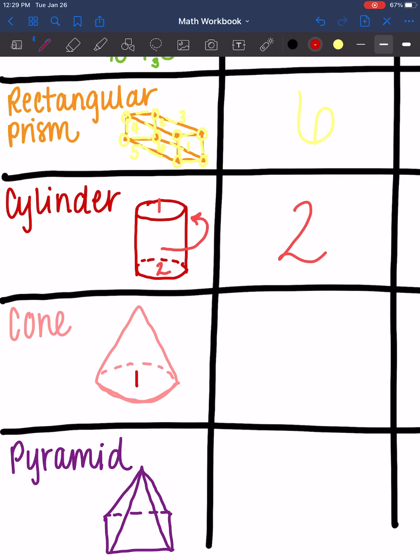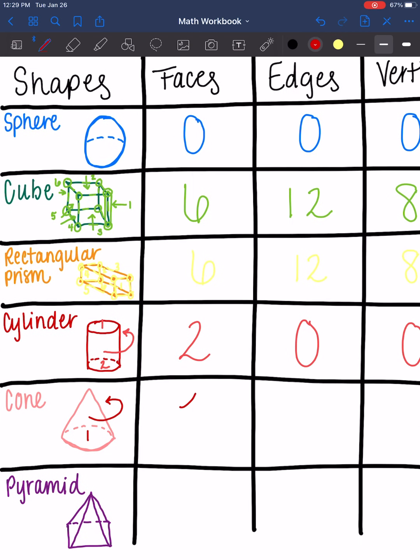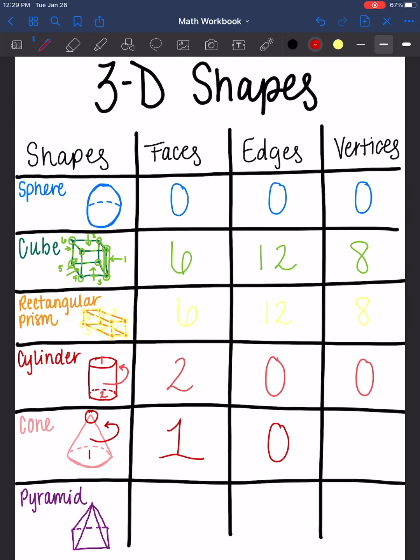So let's look at the cone. The cone has a circle base. Now the cone goes all the way around too, just like how the cylinder does. So we only have 1 face for the cone. We have 0 edges because think of an ice cream cone. There is no straight edge like a cube. And then we have 1 vertex. We have 1 point on our cone.